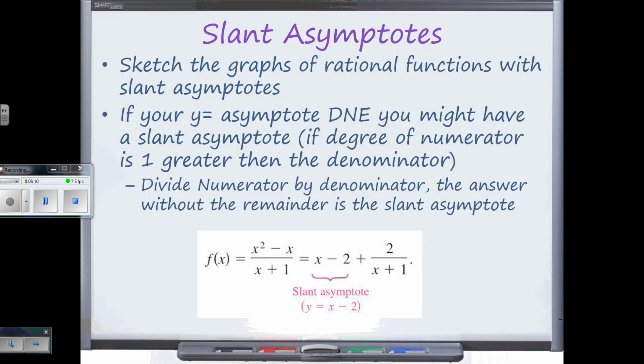Slant asymptotes. Now, for a slant asymptote, if I do the division that this rational equation implies, then the solution, minus the remainder, so no remainder, right? We're going to cut off this remainder bit. The solution is the equation for my slant asymptote. We'll have to do the division either through synthetic division if it's a linear denominator, or long division if it has a degree of 2.